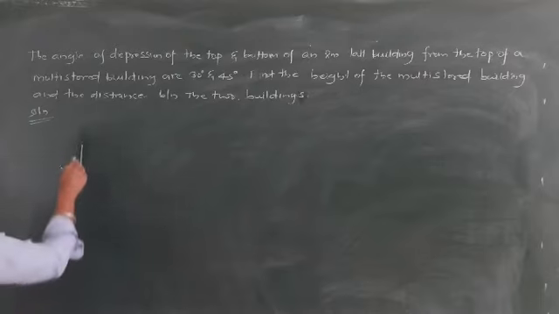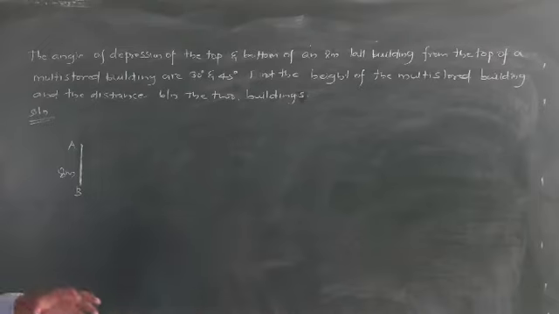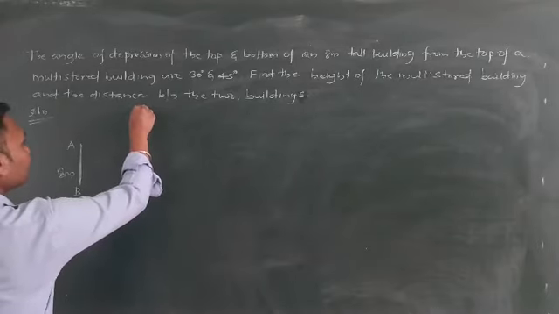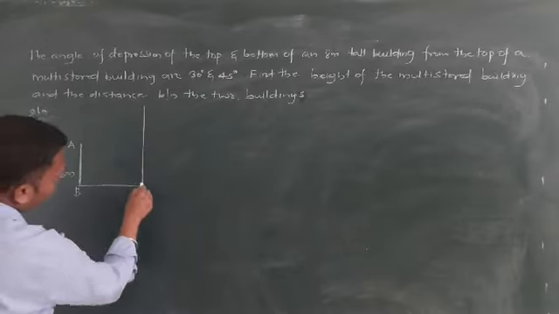This is a tall building. Let me take this as A and this as B, an 8 meter tall building. Opposite of this, one more building is there, and that is a multi-storied building. Okay, so the angle of difference. Let me draw here one more building from here to here. We need to find this one.